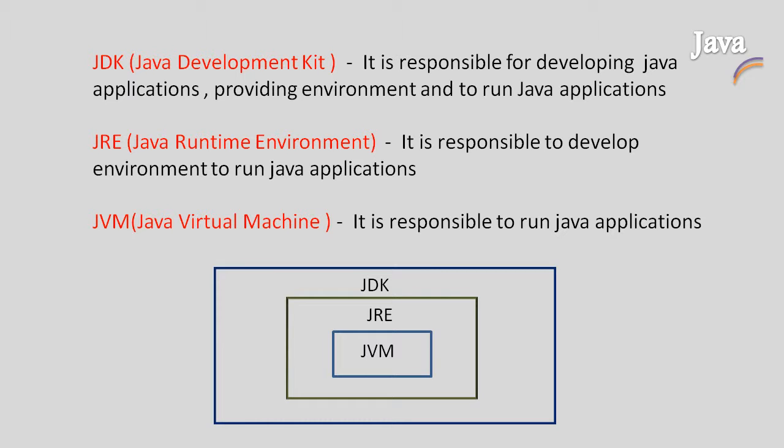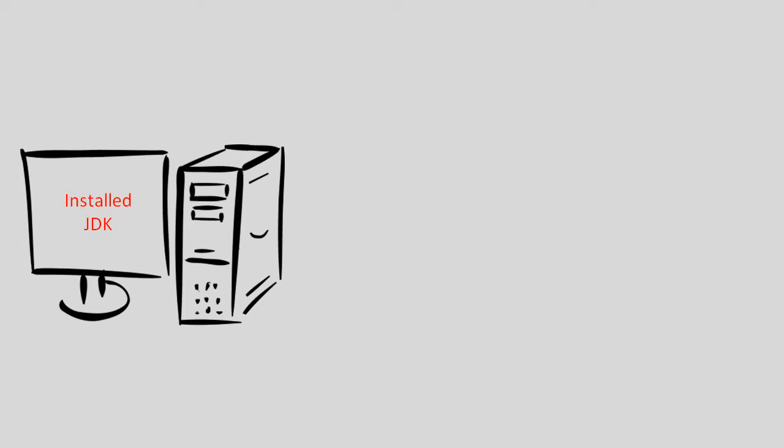So if you see here diagrammatically, I have presented JDK, then below it JRE, and then inside it JVM. Now I have explained it in a different way, so the things will be more clear to all of you. So let us understand.